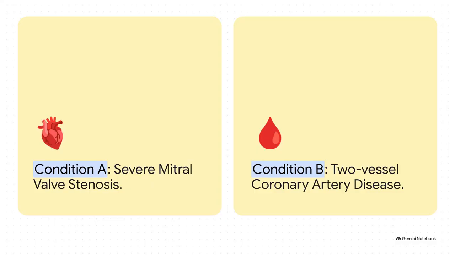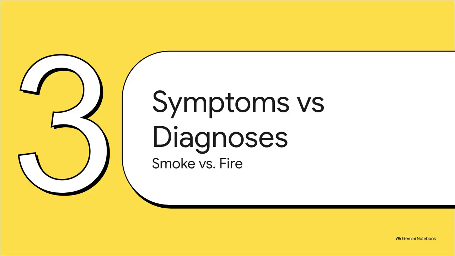Imagine a patient admitted with chest pain and shortness of breath. The catheterization reveals both Condition A, severe mitral valve stenosis, and Condition B, two-vessel coronary artery disease. Bypass surgery and valve replacement are recommended. Since both Condition A and Condition B equally occasion the admission and both require active treatment, you can legally choose either one for your primary slot. Totally your call.